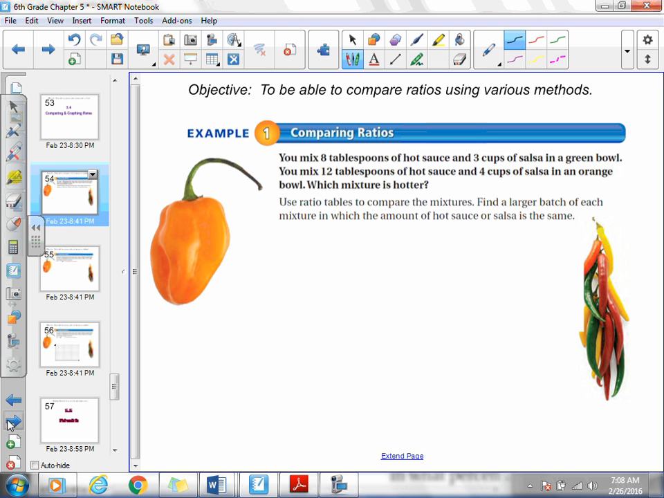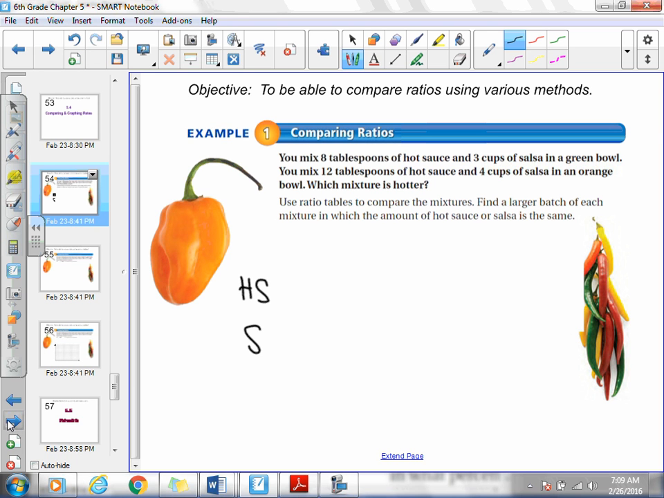You mix 8 tablespoons of hot sauce and 3 cups of salsa in a green bowl. You mix 12 tablespoons of hot sauce and 4 cups of salsa in an orange bowl. Which mixture is hotter?